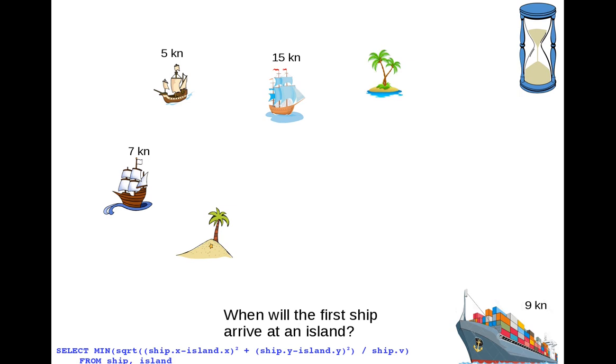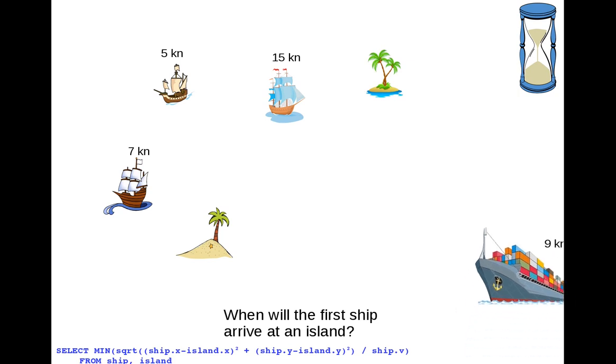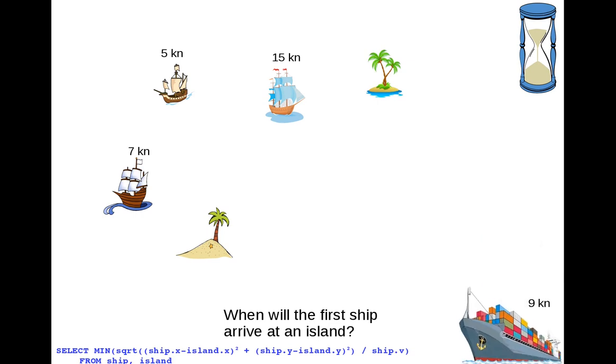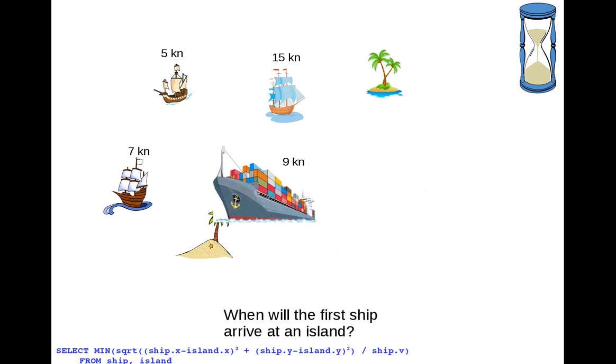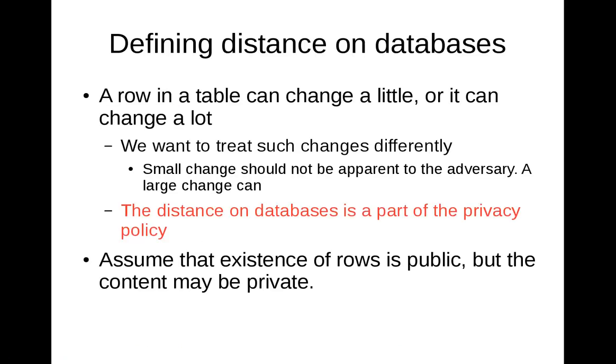So here the picture is an instance of the database, and then we could change one row in this database, one row in the table of ships, and then this database could look something like this. One ship has changed location. Still, we can tell that probably the minimum time of a ship reaching an island did not change because of that. On the other hand, this is also a change in a single row, and this most probably changed the outcome of the query. So we see that not all changes in a single row are the same. A row can change a little, it can change a lot.